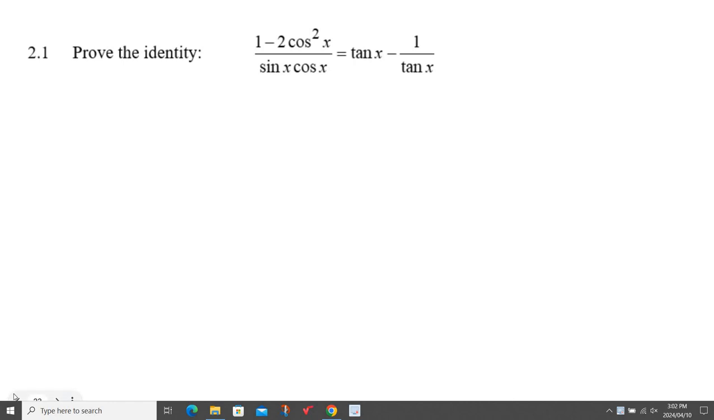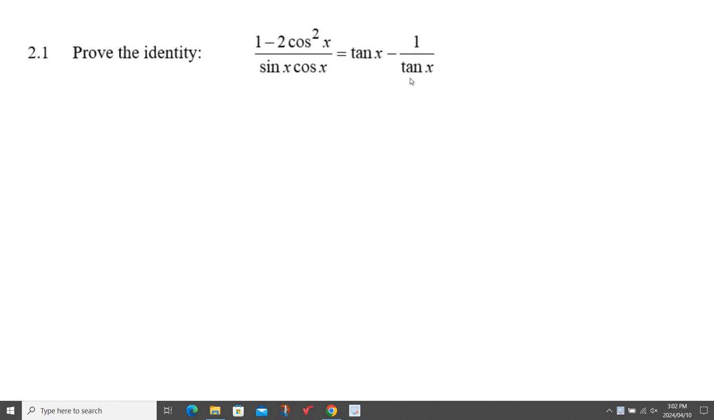Okay, here's an identity question, and we're supposed to prove that the left-hand side here, (1 minus 2 cos squared x) over (sine x cos x), is equal to tan x minus 1 over tan x. Now you can always choose either side, but this side's the best side to work with because it just is.